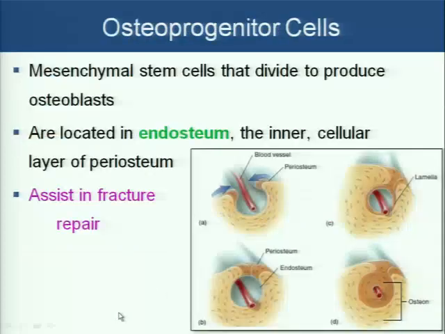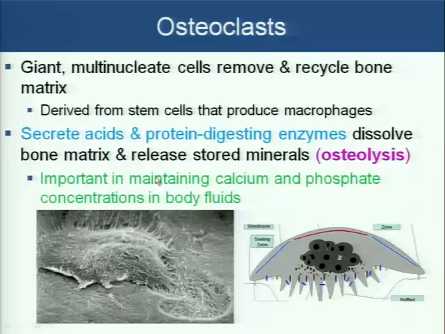Okay, so let's talk about the osteoprogenitor cells. These are mesenchymal cells, so migratory cells. Okay, they're located in what's called the endosteum. So the periosteum, remember what that is? That's the layer outside of the bone. It's that fibrous connective tissue. So that inner layer is called the endosteum. Okay, and this is important. It's going to line the inside of the medullary cavity, and in some areas of spongy bone we're going to see it, and it's really important in assisting in fracture repair. We'll get back to the endosteum.